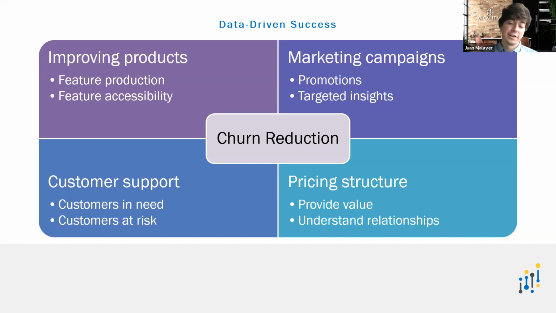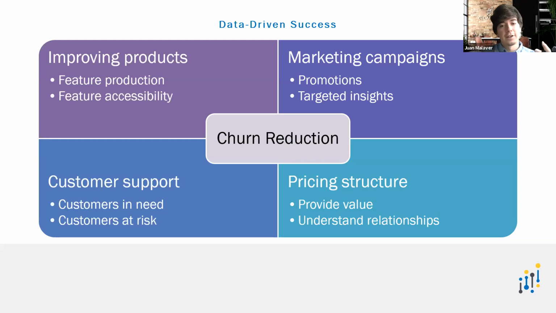This is not an exhaustive list by any means, but here are some simple examples of how you can reduce churn through business interventions. One example is improving products in general. Products have several features, and some of these features are engaging, some are less engaging, and some can even be disengaging. So there's a lot of value in identifying the best features, making them as accessible as possible, or possibly even engineering new features that will keep customers engaged.